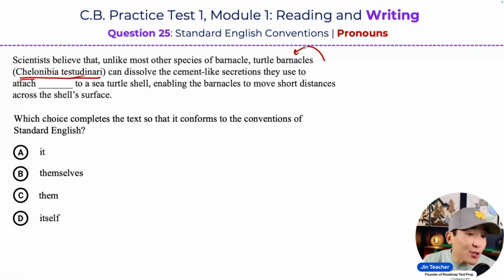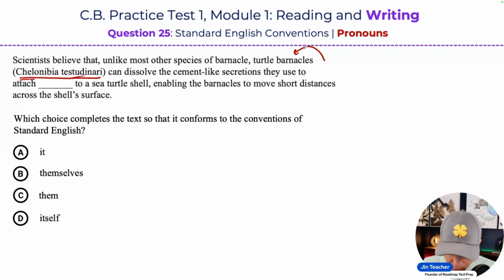So what you can do here is say CT, or you can try to pronounce it however you want. You can have fun with it. But just don't waste your time is the point I'm trying to make. You can say Telonidia testunindari, whatever. I like to say CT, as long as you know it's referring to the turtle barnacles. That's the most important thing.